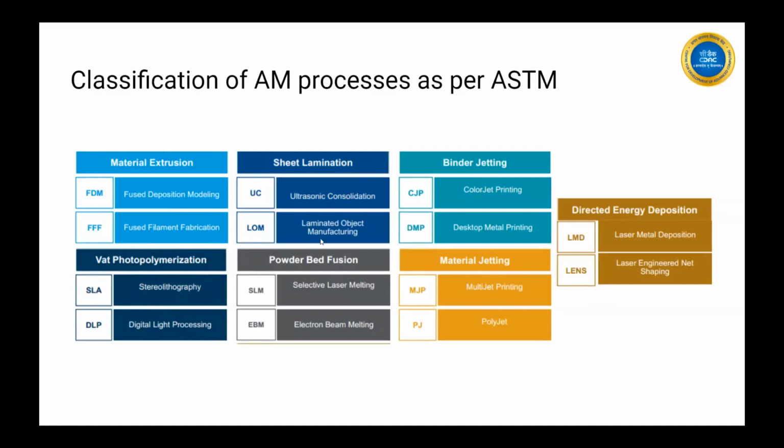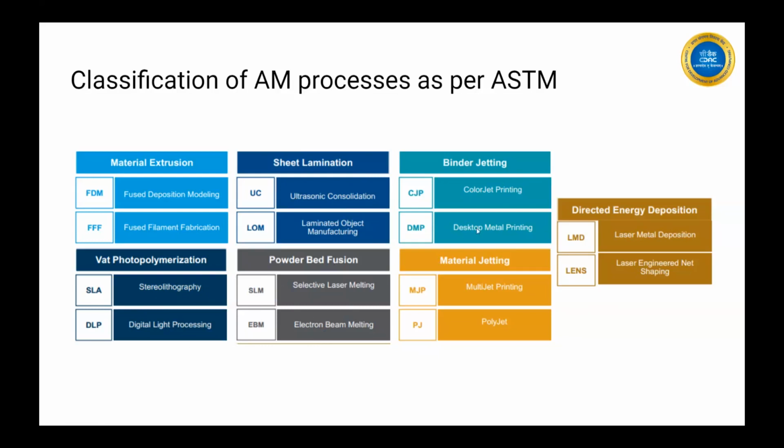And there is sheet lamination. This is actually an outdated technology. In that, the sheet metal is being cut and it is welded over one another, but it is very outdated technology. It is nowhere used as of now. And there is powder bed fusion. Here again, the raw material will be of powdered form, and the solidification source will be either an electron beam or a laser.